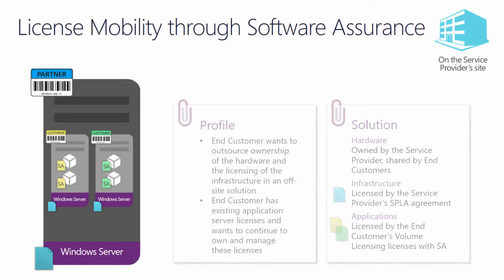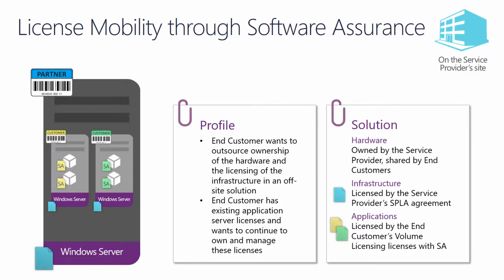So what do we have here? Well, the profile of the end customer is that they want a partner to manage the hardware and the infrastructure, but they have existing application server licenses with software assurance, and they want to continue to use and manage these licenses, and that's exactly what the license mobility through SA benefit allows them to do. For no extra licensing cost, they can now choose to move the relevant workloads to the cloud using the same licenses they had previously used for on-premises deployments.